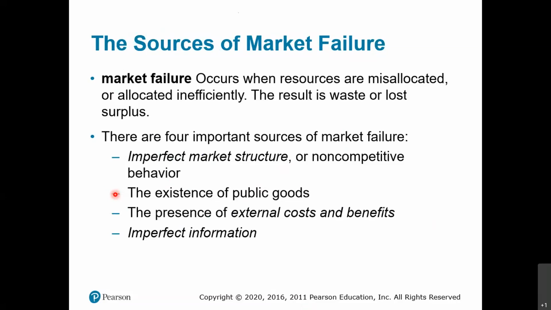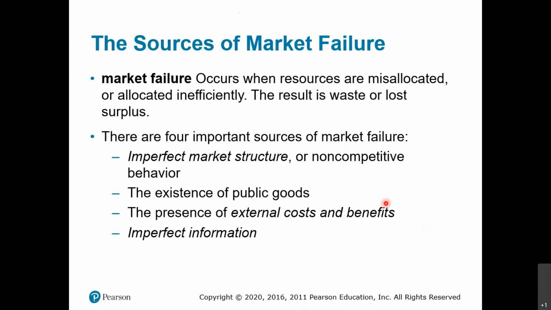National defense is an example. We'll go through that. We'll go through this one next time we get together. The next one is presence of external costs and benefits. These are called externalities. Pollution's an example of this. But wait a minute, Dr. Yoder, what does that mean? We're going to do a chapter on this.